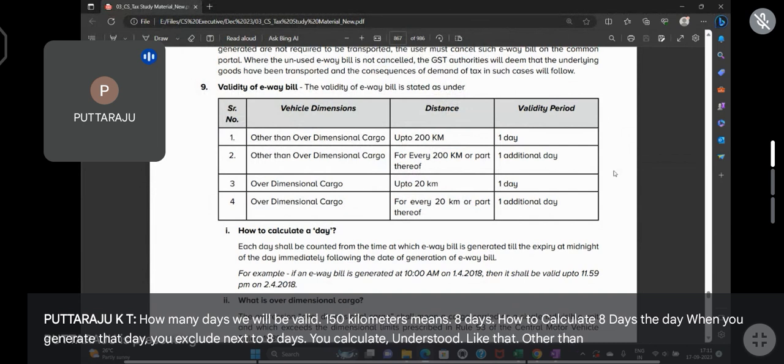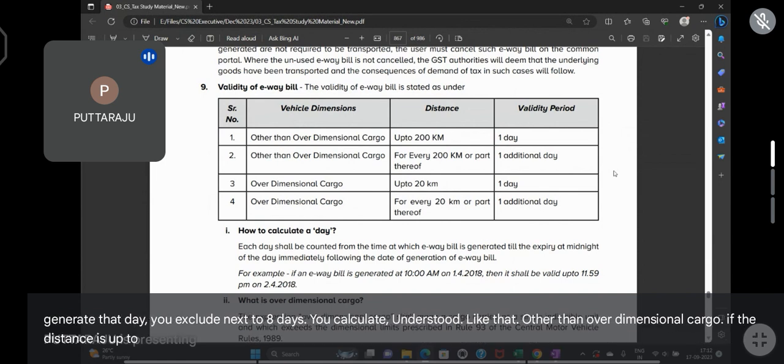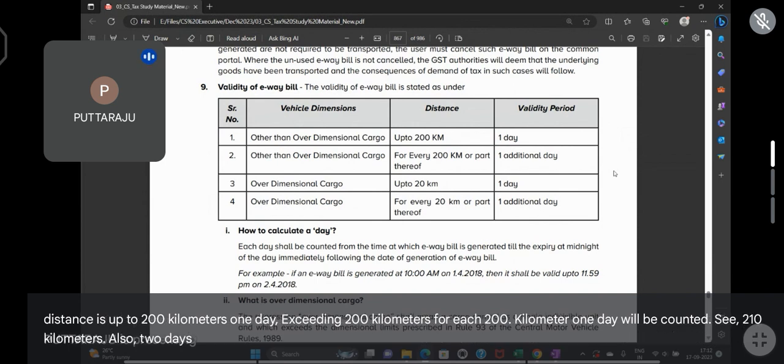Other than over dimensional cargo, if the distance is up to 200 kilometers it is one day, and exceeding 200 kilometers, for each 200 kilometers one day will be counted. See, even 210 kilometers, a 2 day count will come. This validity is important.